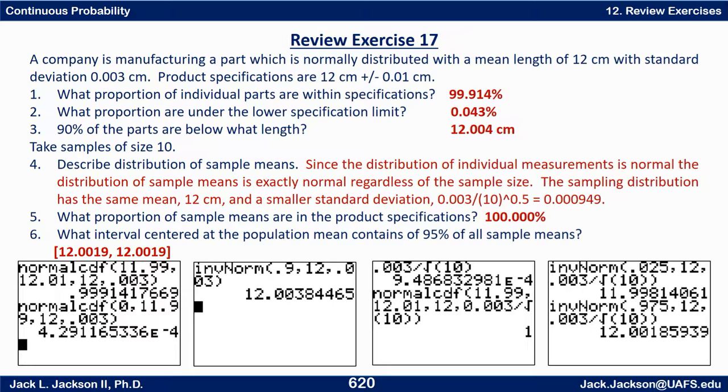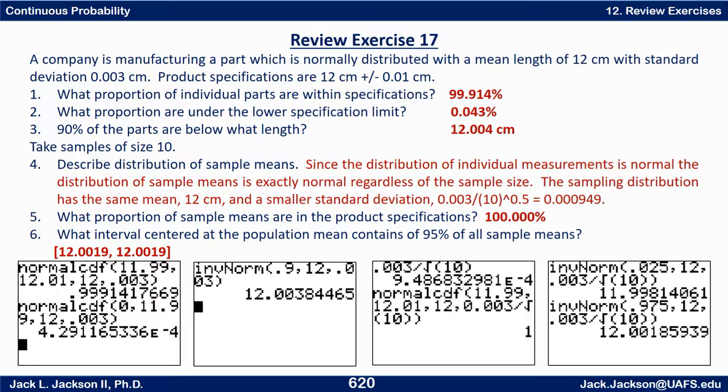Now, take samples of size 10, describe the distribution of sample means. Since the distribution of individual measurements is normal, the distribution of sample means is exactly normal regardless of the sample size. So certainly with the sample size 10, we're fine.